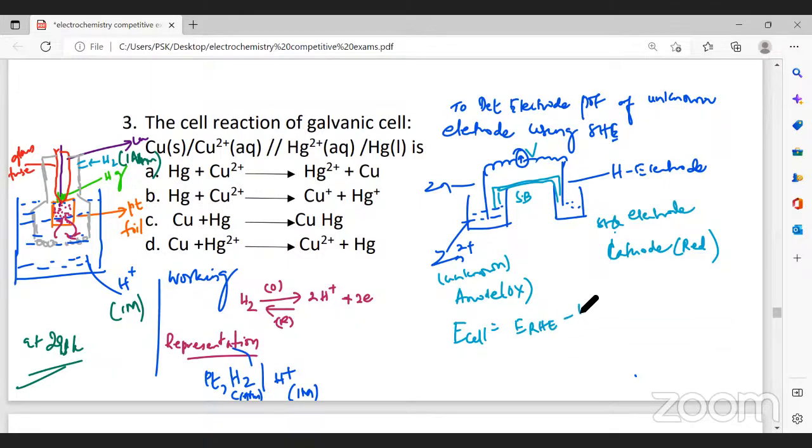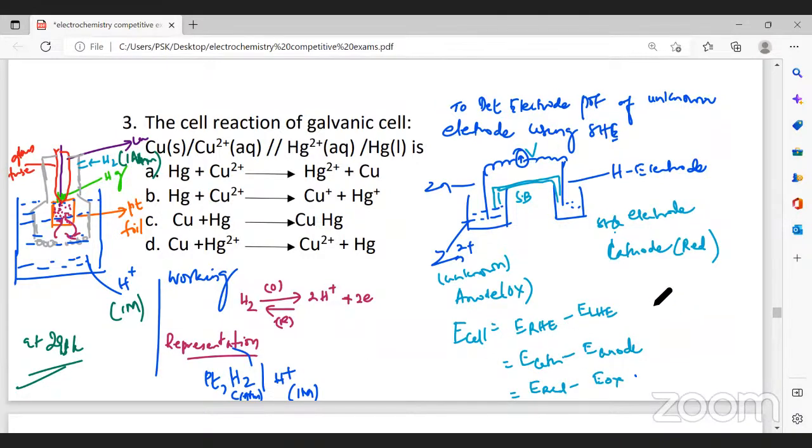E cell = E_RHE minus E_LHE: right hand side electrode minus left hand side electrode. Or the electrode on the right hand side is called the cathode, minus the electrode on the left hand side, which is called the anode. Or the electrode which undergoes reduction minus the electrode which undergoes oxidation. Cathode undergoes reduction, anode undergoes oxidation. So this is the EMF of the cell.